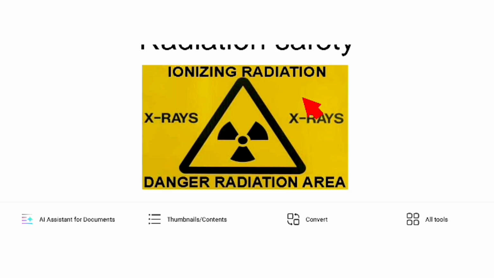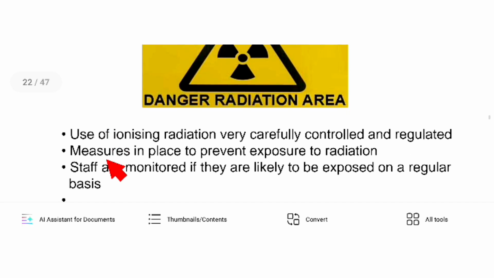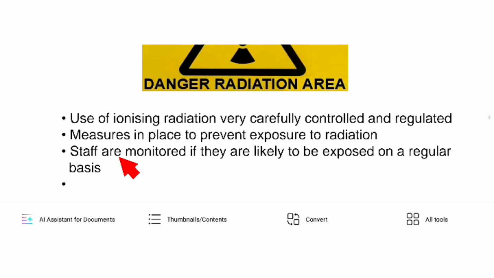Radiotherapy safety: ionizing radiation, X-rays, danger radiation area. The healthy patient is not allowed to enter the room where the machine is fixed, for safety. The use of ionizing radiation is very carefully controlled and regulated. Measures are in place to prevent exposure to radiation. Staff are monitored if they are likely to be exposed on a regular basis.